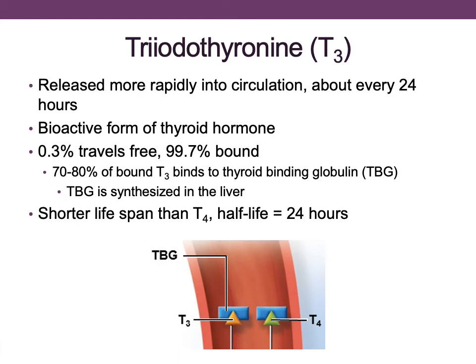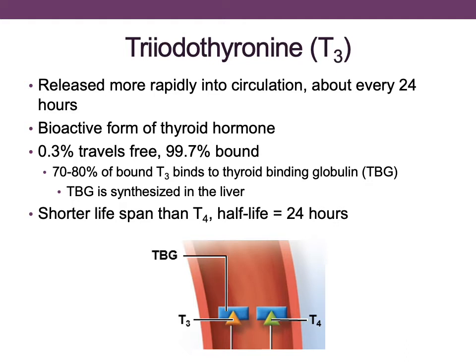Triiodothyronine, or T3, is released more rapidly into circulation than T4 is. It's released about every 24 hours, sort of a circadian rhythm. It is the bioactive form of the hormone. About 0.3% travels free, kind of like T4, but most of it, 99.7%, travels bound. About 70 to 80% of the bound T3 binds to thyroid binding globulin.